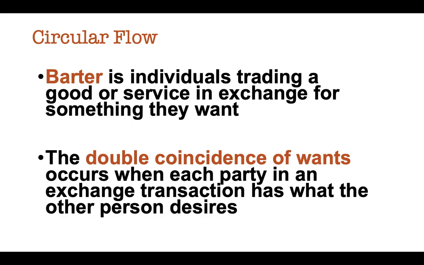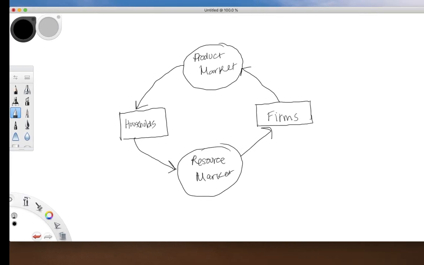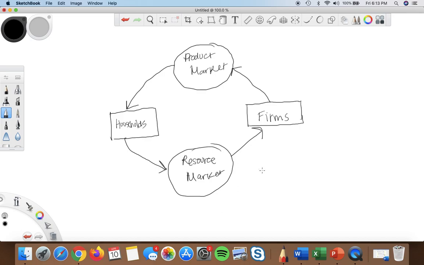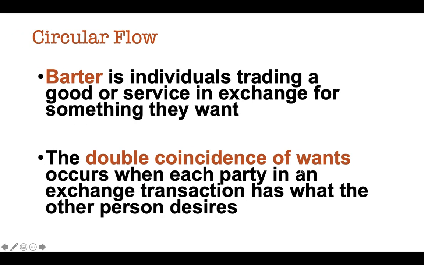Now at this point in the circular flow diagram, we don't have any money. I just have the flow of resources and I have the flow of products from one market to another. So at this point, our little simplified version of an economy is using a barter system. A barter system is when one individual trades a good or service for another good or service. So you have to physically exchange one thing for another.